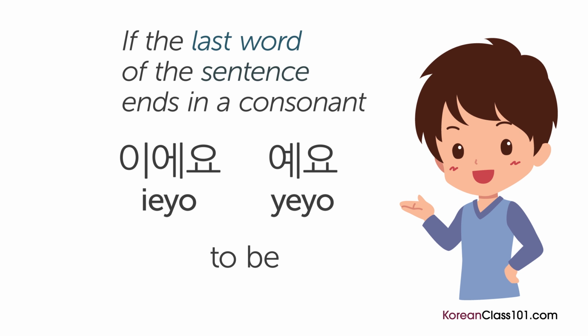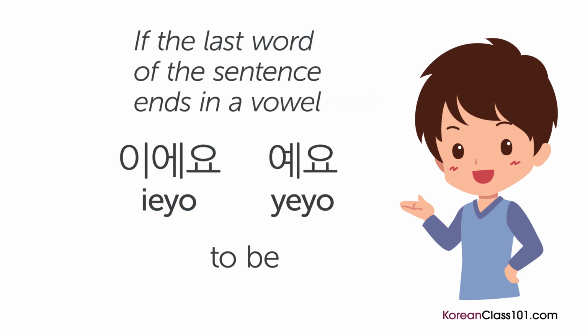If the last word of the sentence ends in a consonant, you add 이에요. If the last word ends in a vowel, you use 예요. Let's break it down with some examples so you know which ending to use and when to use it.